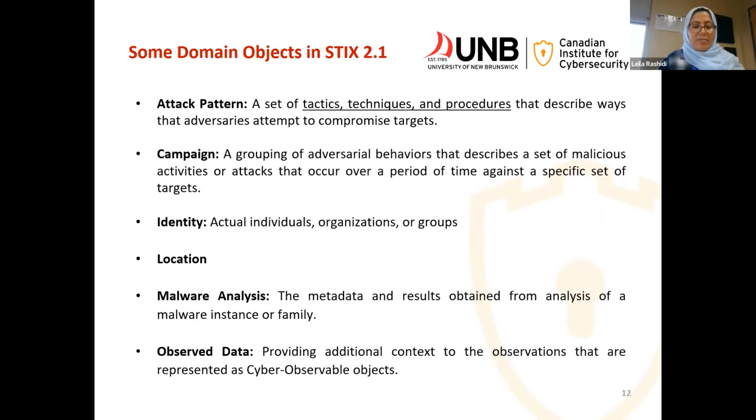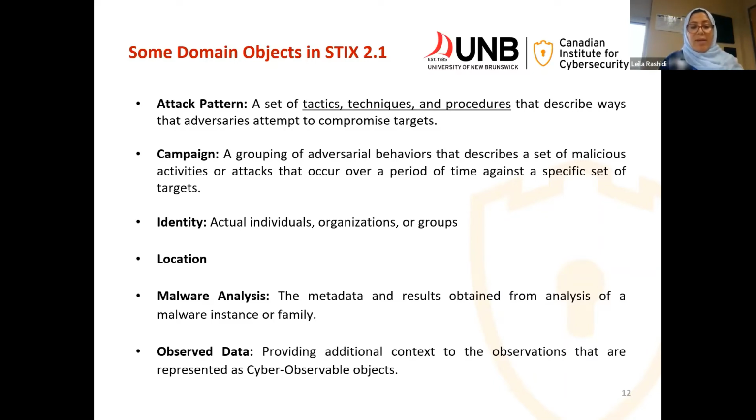Now I introduce some domain objects in STIX 2.1. One of the domain objects that is very important in cybersecurity is attack pattern. It refers to a set of tactics, techniques, or procedures, TTP, that describes a way that an attacker performs an attack and targets some entity to compromise it.